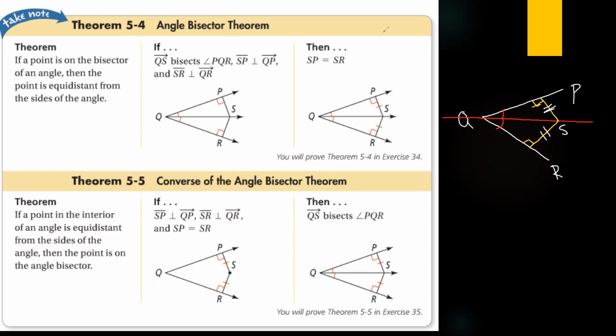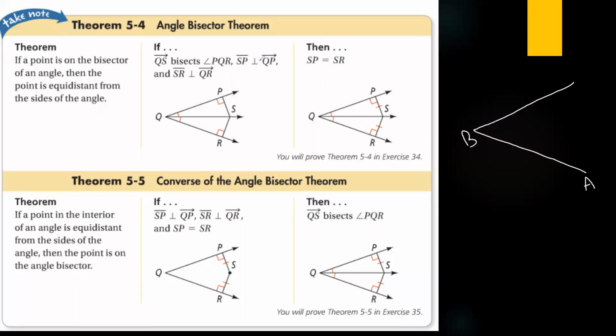So let's repeat it here in other letters. As an example, you have an angle A, B, and C. And there's an angle bisector. Angle bisector means there's a bisector that cuts the angle from its name. And there's a point, let's name it D, on this bisector.